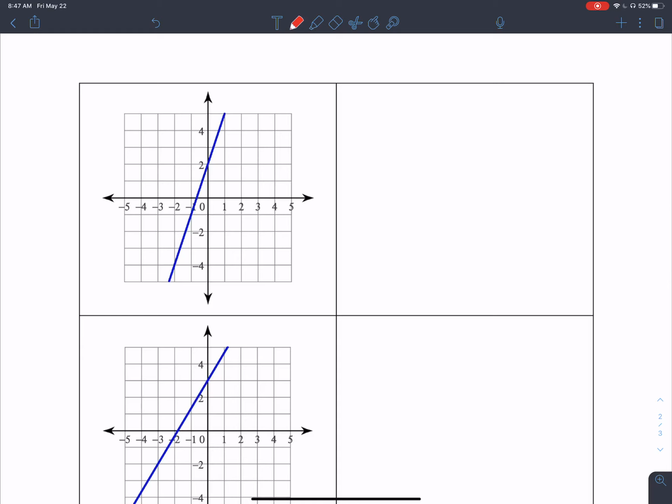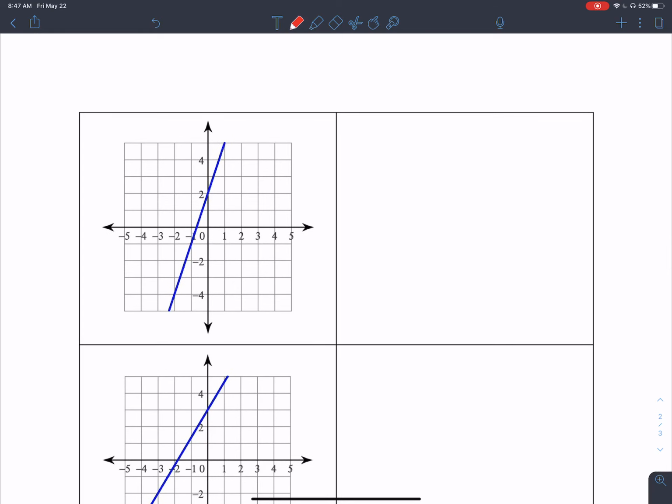All right, what about this one? So again, I'm going to find two nice points on this line. I see that we have one right here, which again is our y-intercept, and it looks like we have one right down here. What we need to do is calculate the slope. Well, slope equals... let's label these points first. So we have (0, 2), and over here it looks like (-2, -4).